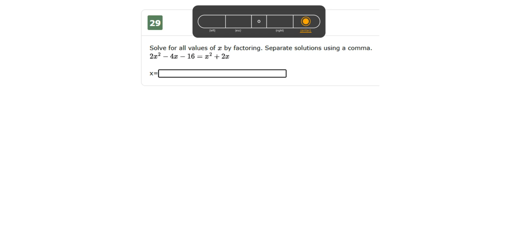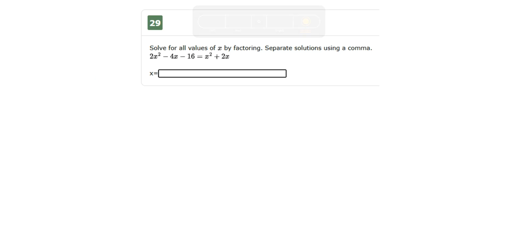All right? Okay, we're going to factor this, solve by factoring. First thing we need to do is get it all equal to 0.